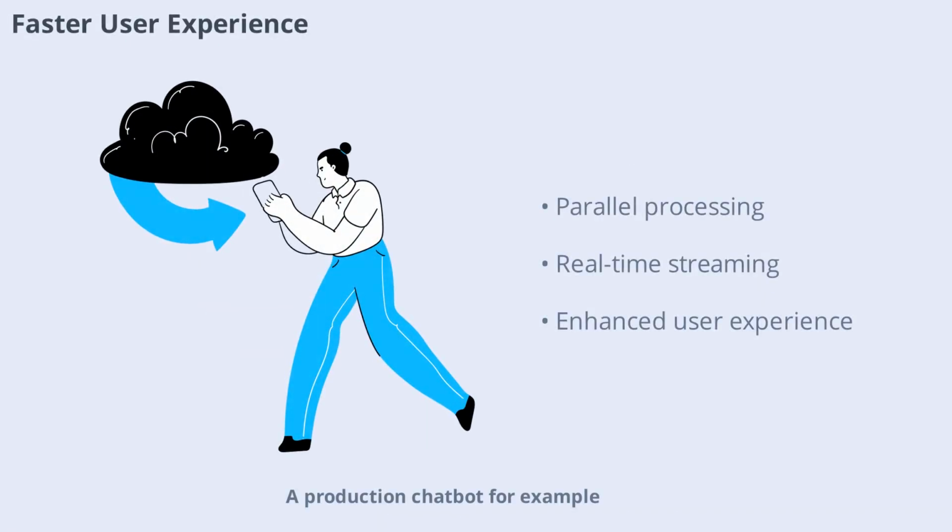A production chatbot, for example, can parallelize database searches and embedding lookups, cutting user wait times from several seconds to just over a second. Real-time streaming of generation tokens further enhances the interactive experience, making the system feel responsive and engaging.